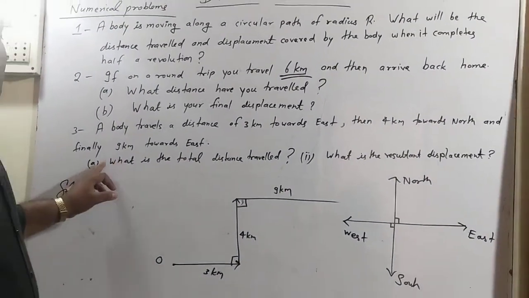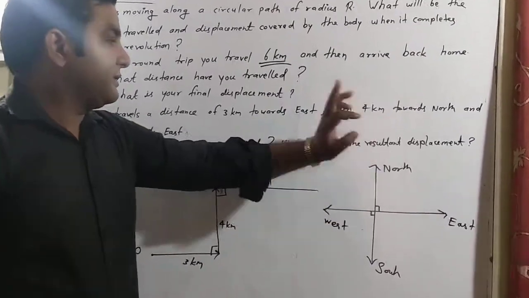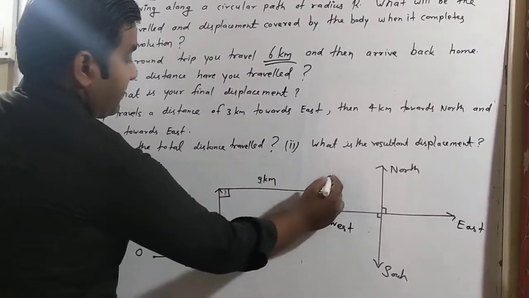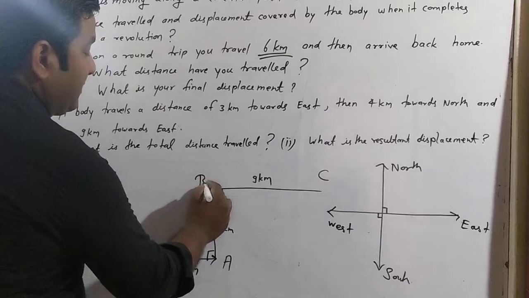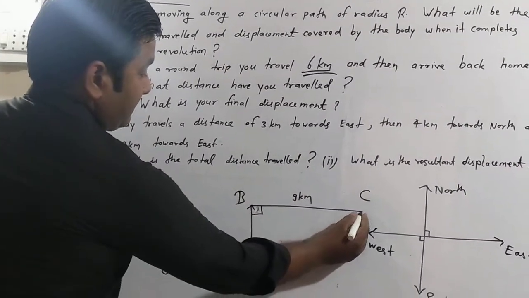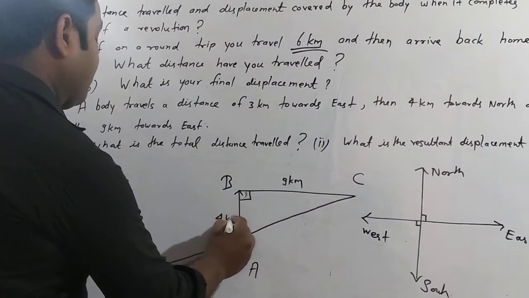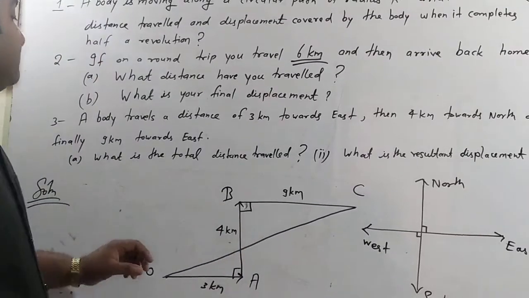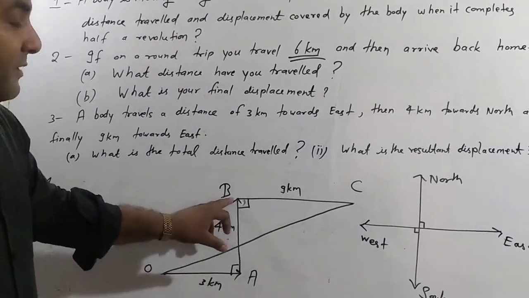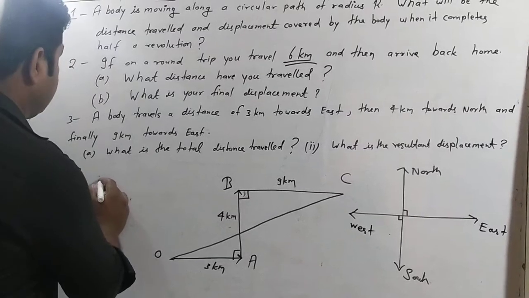Then you have to calculate what? Total distance traveled and resultant displacement. Now join this O to final point C. Suppose this one is A, this one is B, and this one is C. Now after joining O to C, just check from O to A and A to B, and further from B to C. The total distance is very easy, directly add up all terms.